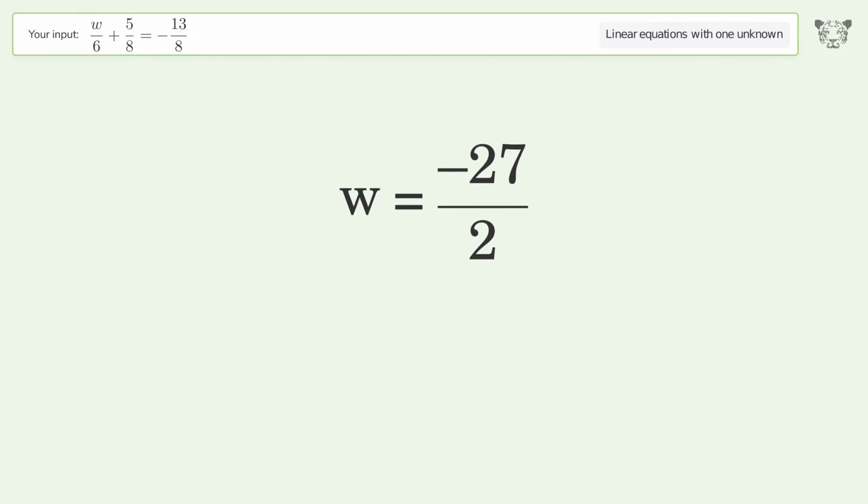And so the final result is w equals -27/2.